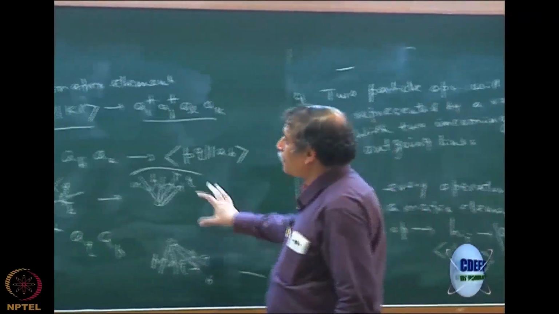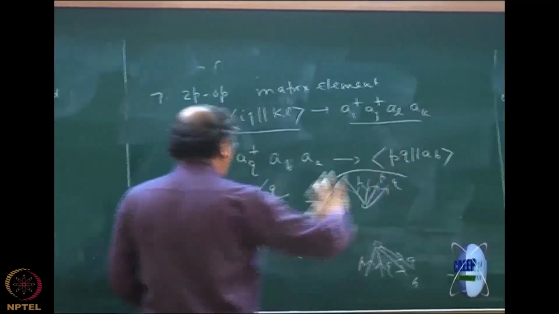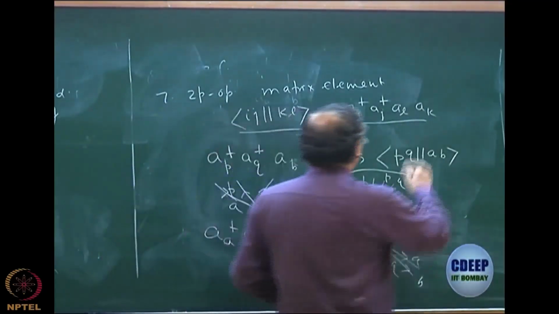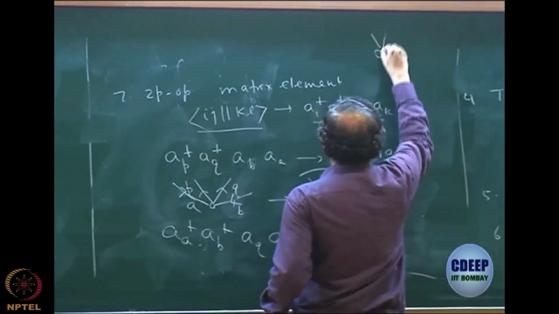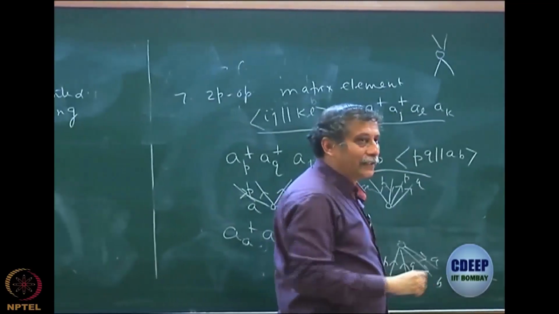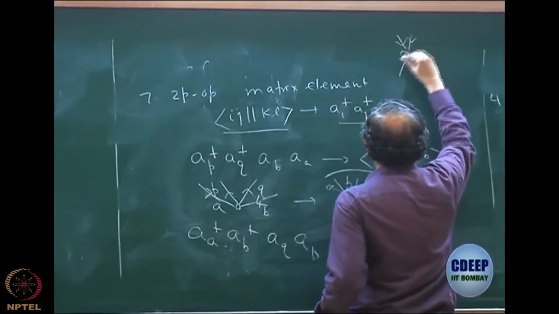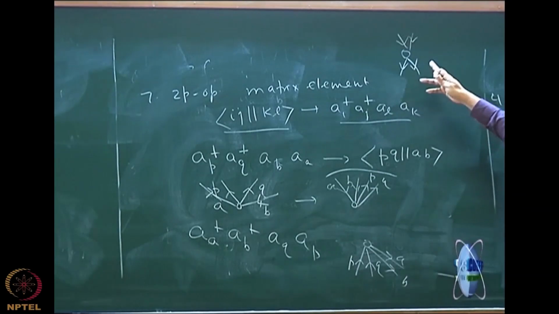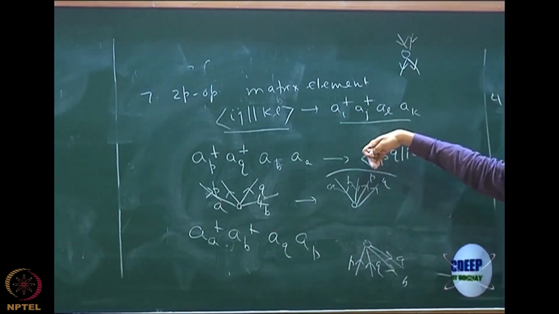Of course, there are many other possibilities. All four can be particles, all four can be holes. There are so many possibilities. You can have so many lines. For example, this can be another way of writing. So this can be like this. So all four are occupied. Right? I can see from the beginning, all four are occupied because lines are all going down.